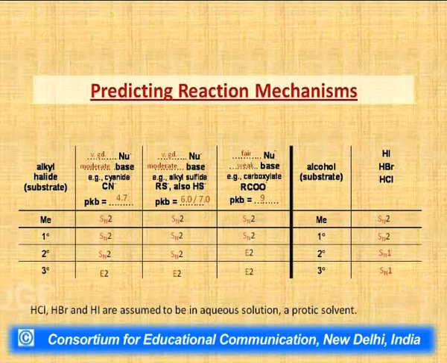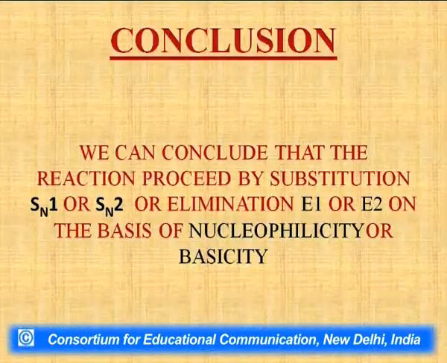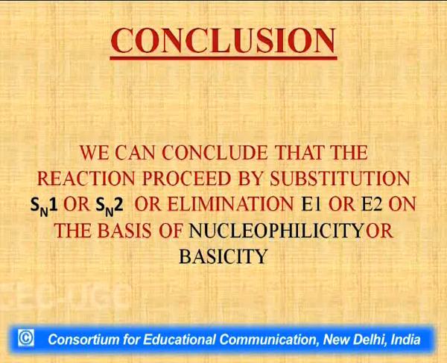So basically, on the basis of pKb values, basicity and nucleophilic nature, we can predict which type of substitution, SN1 or SN2, or which type of elimination, E1 or E2, the reaction will follow. So we conclude that the reaction proceeds by substitution SN1 or SN2 or by elimination E1 or E2, which means substitution and elimination always compete, and it depends on the nucleophilicity and basicity.